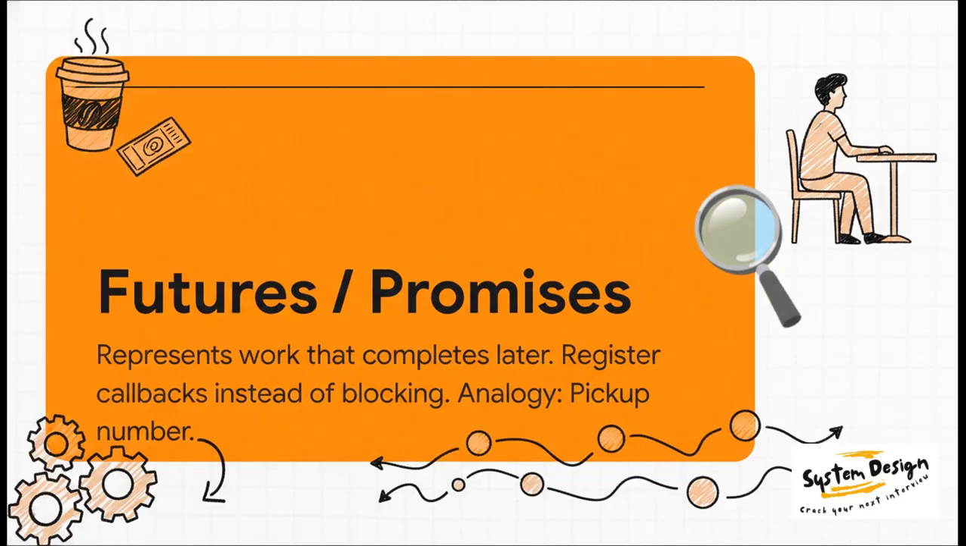The analogy is perfect. It's like ordering at a busy coffee shop. They give you a little buzzer or a number and you go sit down. You don't stand at the counter staring at the barista. When your order's ready, you get notified. This model is the key to building massively scalable systems because it eliminates idle threads just sitting around doing nothing.